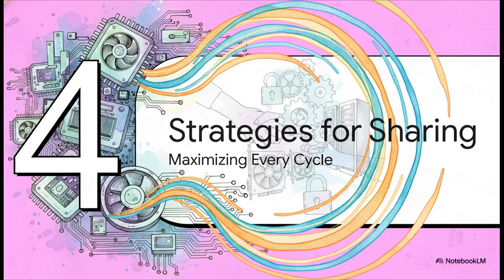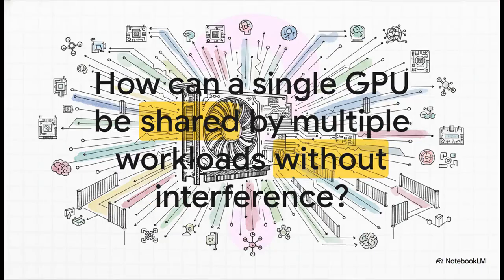So, we've got monitoring and we've got automation. Now we can start getting into the really advanced strategies for squeezing every single drop of performance out of our hardware. And the key to unlocking that next level of efficiency? It's all about sharing. Which brings us to a really important question. How in the world can you let a bunch of smaller jobs share one of those $30,000 GPUs without them all tripping over each other? How do you maintain both performance and isolation?